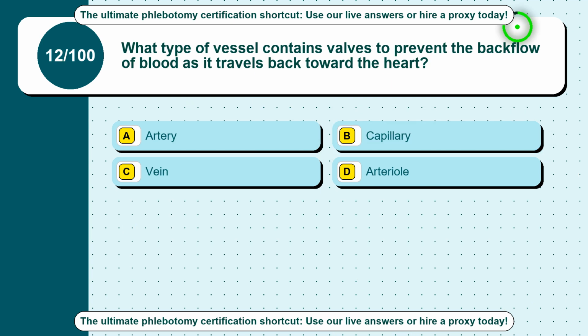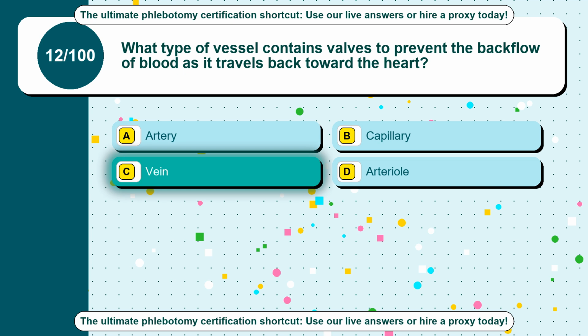Question 12. What type of vessel contains valves to prevent the backflow of blood as it travels back toward the heart? Option A, artery. Option B, capillary. Option C, vein. Option D, arteriole. The correct answer is option C, vein.